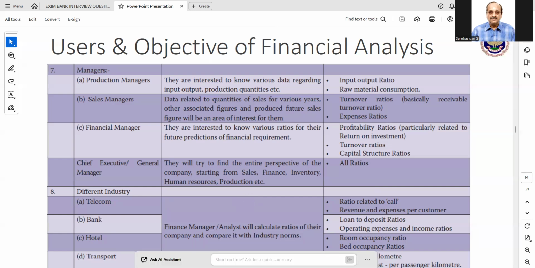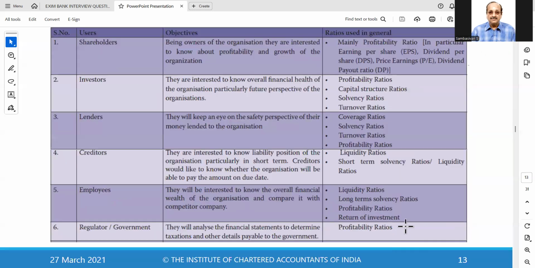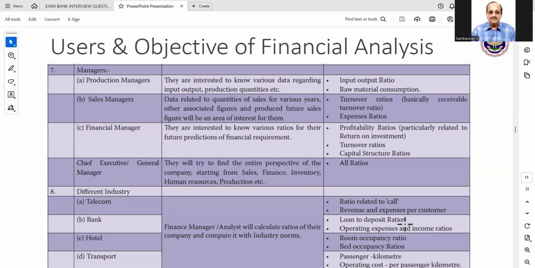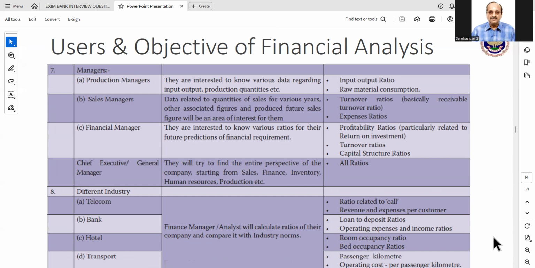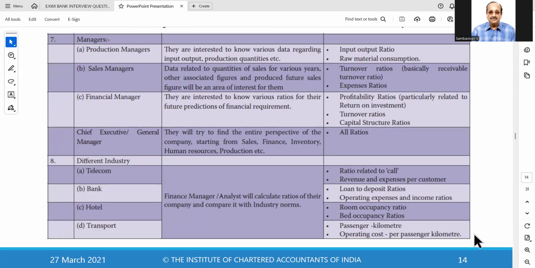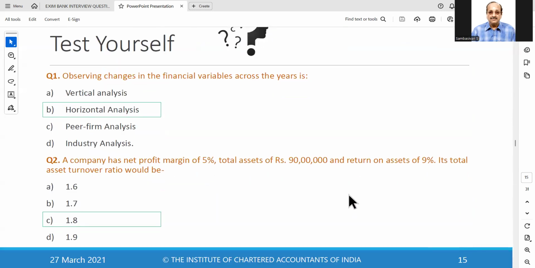In the case of hotels, room occupancy ratio. Transport depends on usage. Then test yourself. You may have to work this out and check. Observing changes in the financial variables across the years is horizontal analysis.